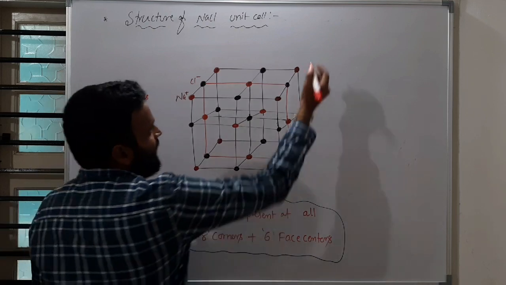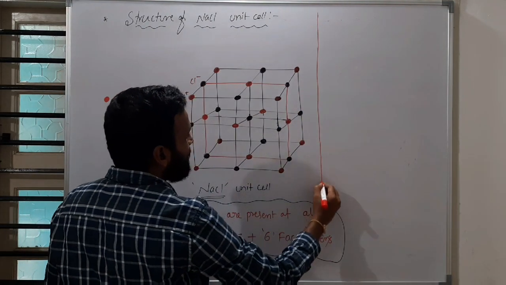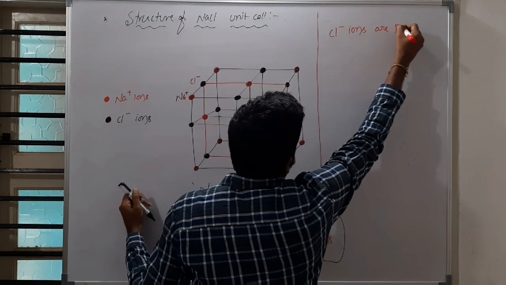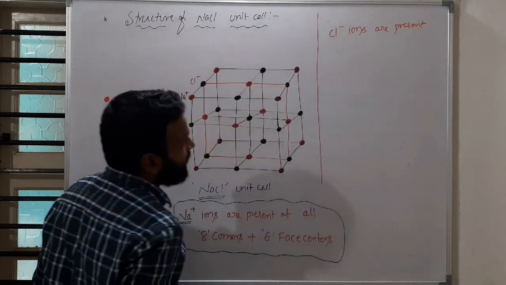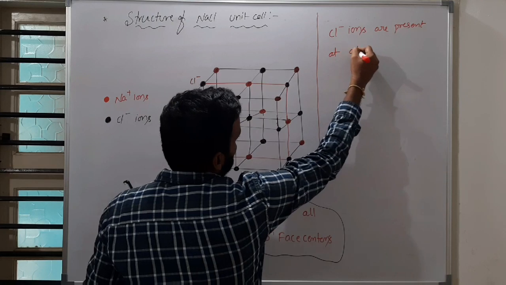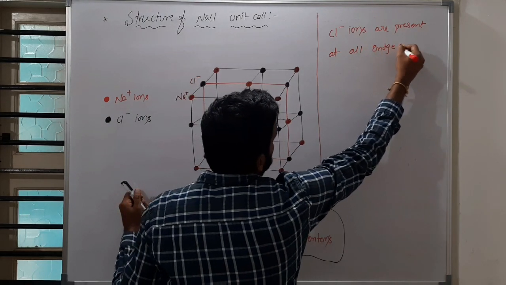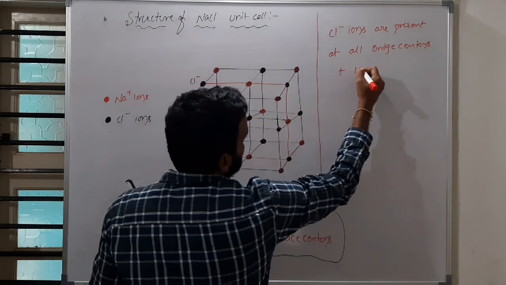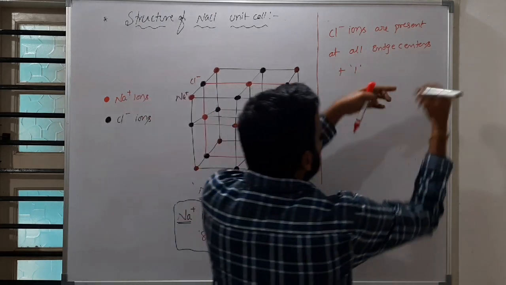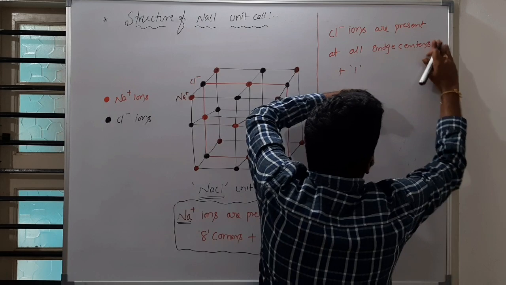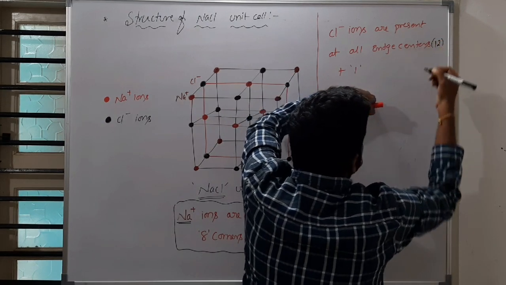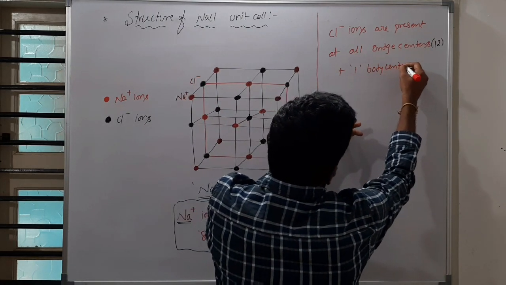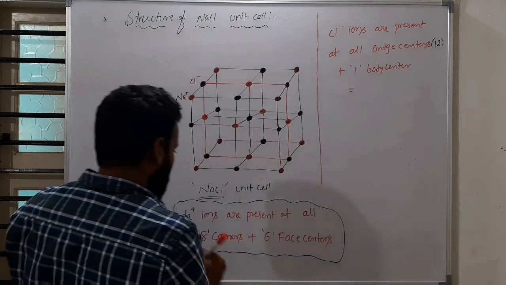Understanding? In a similar way, where do you have Cl minus ions? Cl minus ions are present at all edge centers, plus one body center. All edge centers means how many? 12 edge centers. How many? 12 edge centers you have. Got it? And one body center. That means how many Na plus ions are there?